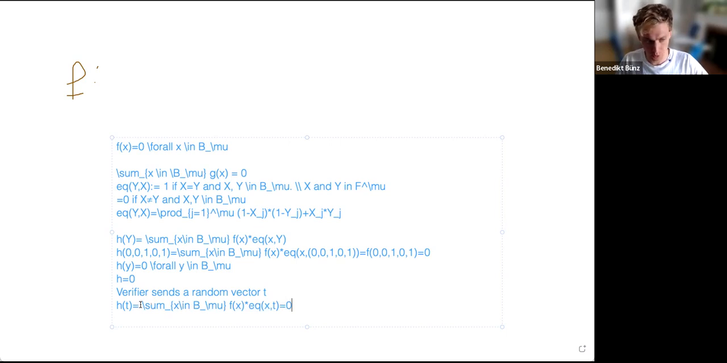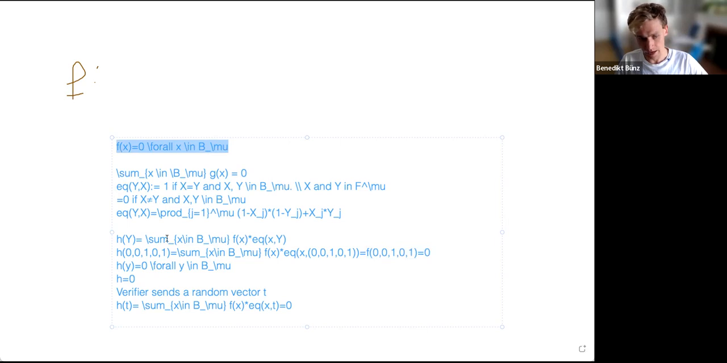So the prover and verifier now would engage in a sum check in order to show that this sum here, where we plugged in this random vector t, is equal to 0. And the reason that this gives us a 0 check, walking backwards, is, well, if this is equal to 0, this implies with high probability that h is equal to 0, which implies that h of y is equal to 0 for all the points in the Boolean hypercube, which implies again that f, because h is the multilinear extension of f on the Boolean hypercube, is 0 everywhere on the Boolean hypercube, which is exactly the original statement that we wanted to prove.